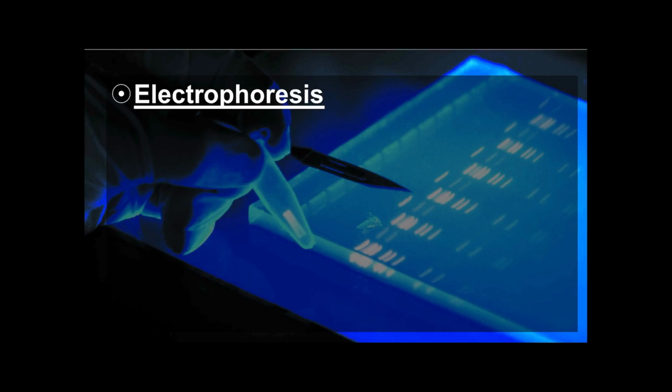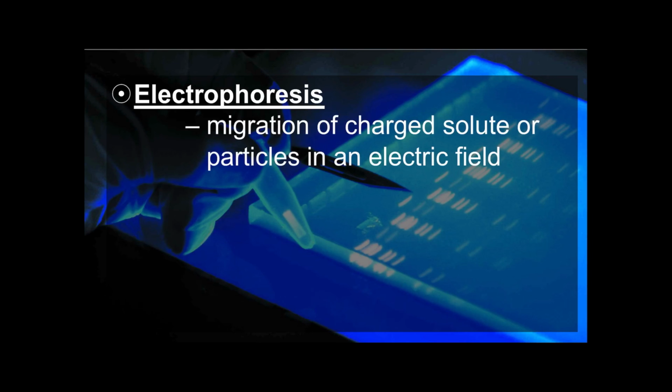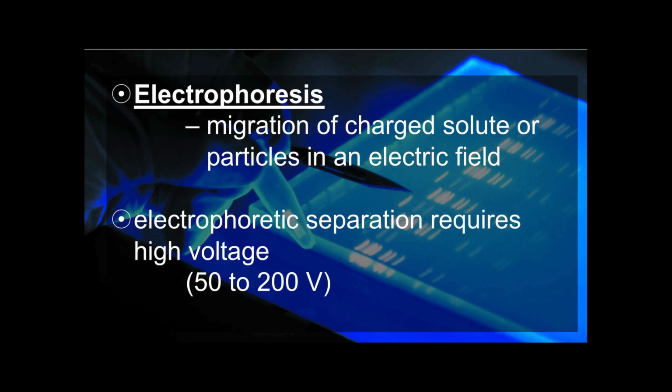So what is electrophoresis? By definition, it is the migration of charged solutes or particles in an electric field, and the separation of these solutes or particles requires high voltage, usually between 50 to 200 volts. So that means the molecules that we are studying, usually proteins, move in a medium. And usually we use a gel or agar for our medium.